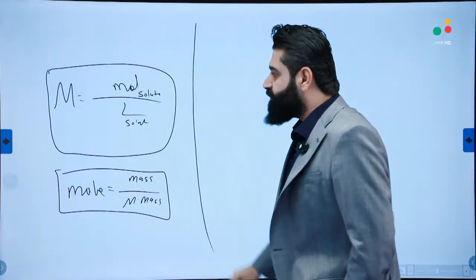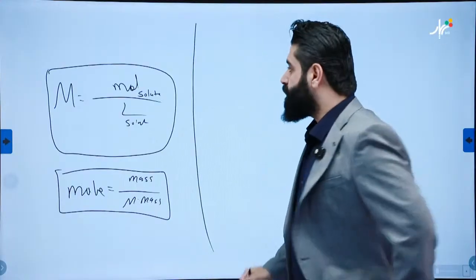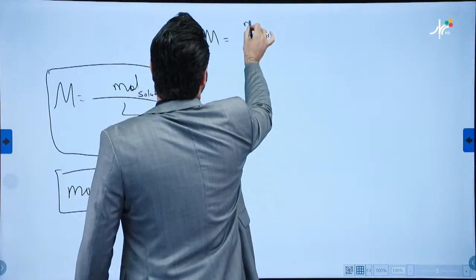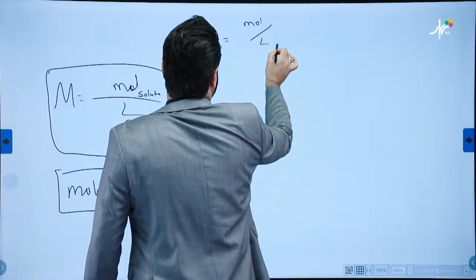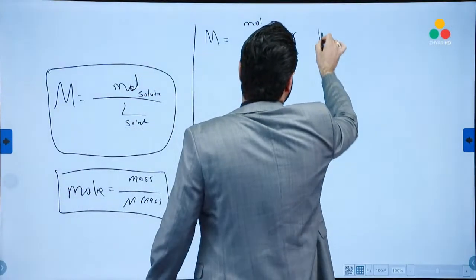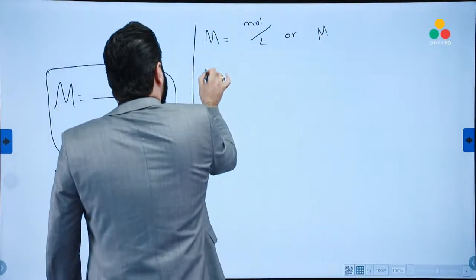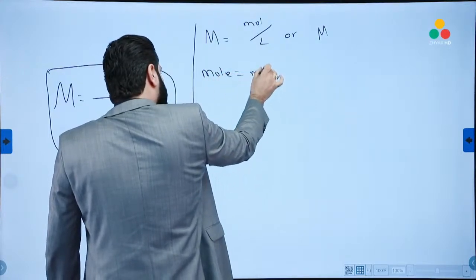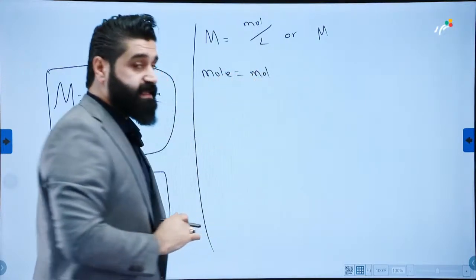Good. The units of measurement are really important. The unit of molarity is mole over liter, or sometimes we will have the concentration given by a capital M. About the mole: mole is M-O-L, just remove the last letter, which is E.